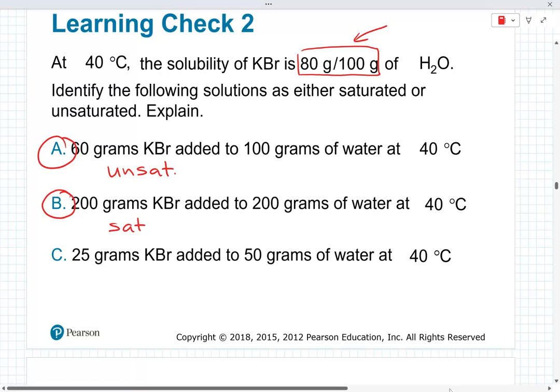But basically how you come to that conclusion, if 80 grams can be dissolved in 100, then 160 can be dissolved in 200, right? And in this case, 160 grams is the smaller amount than 200 shown here. Okay? What about the bottom one? Unsaturated, because if it's 25 in a 50, it's going to be 50 in 100. Okay?